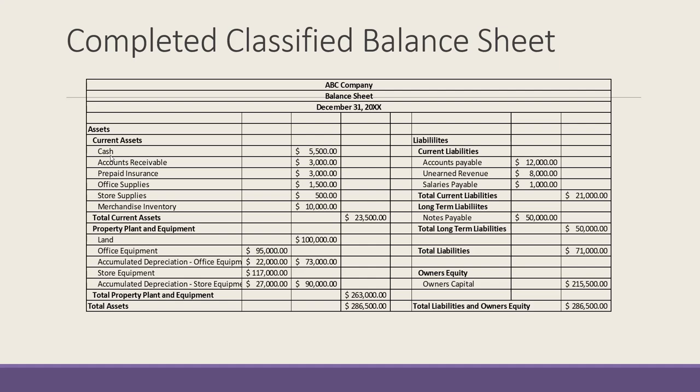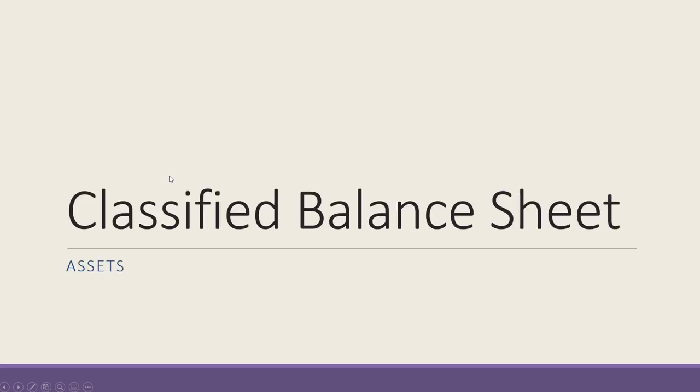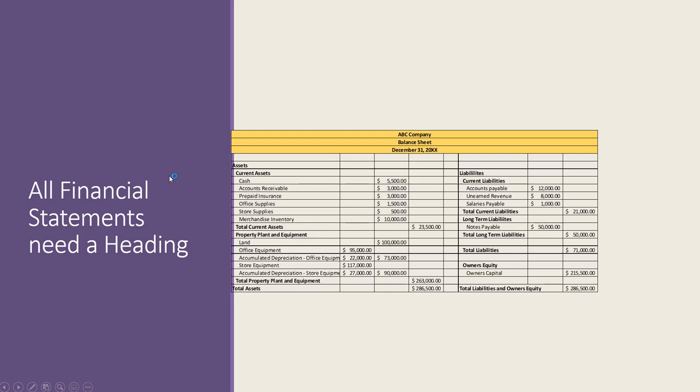And what I'm going to do in future slides here is we're going to go step by step and determine how we put this information together, where it came from, what these totals mean, what these columns represent, and all that. So let's start with that process. How are we going to build a classified balance sheet? So we're going to start with our asset side of our classified balance sheet.